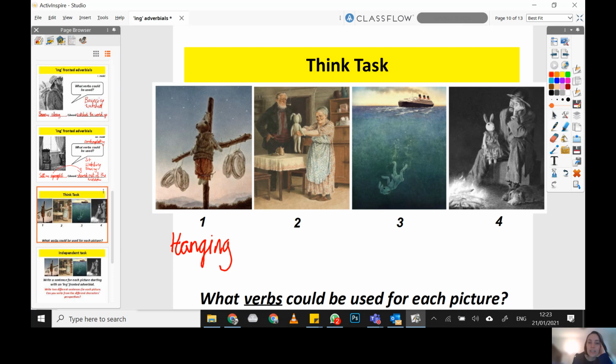Can you pause the video and for each picture come up with at least 3 words that describe what action is happening in this picture? How could you describe it? When you're ready to go through some answers with me, you can come back and press play. So pause the video now.